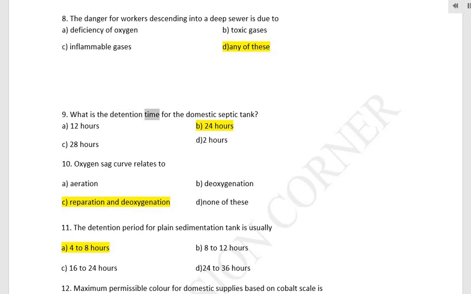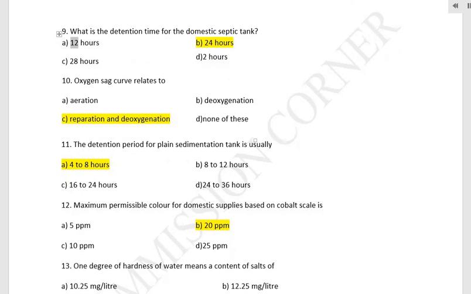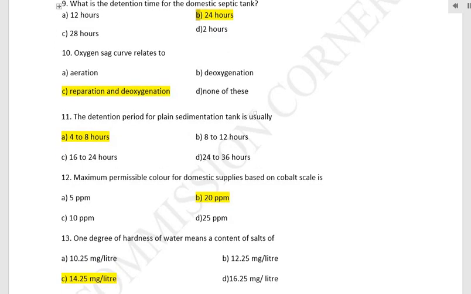9. What is the detention time for the domestic septic tank? A. 12 hours. B. 24 hours. C. 28 hours. D. 2 hours. 10. Oxygen sag curve relates to A. Aeration. B. Deoxygenation. C. Reoxygenation and deoxygenation. D. None of these.